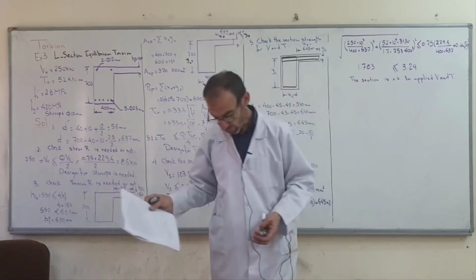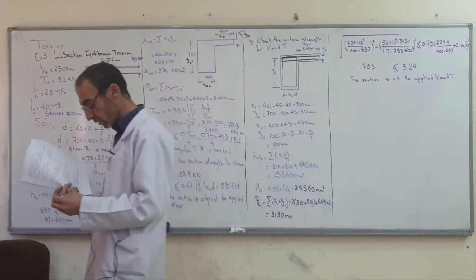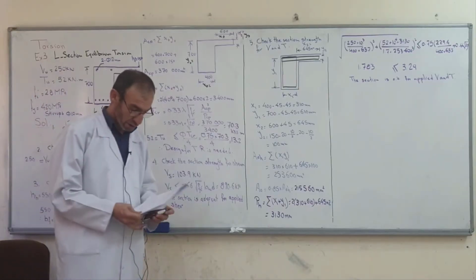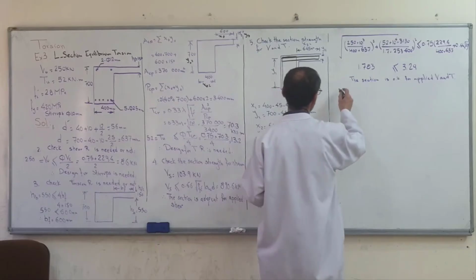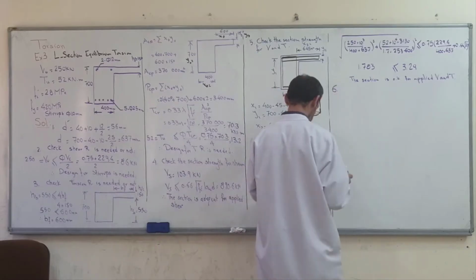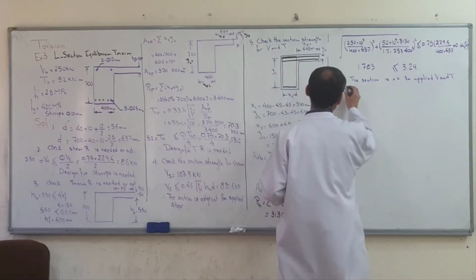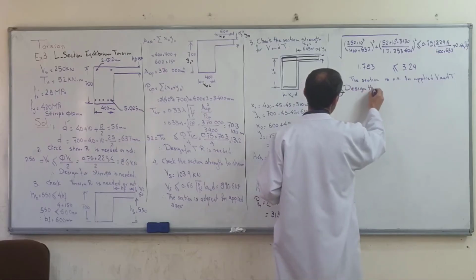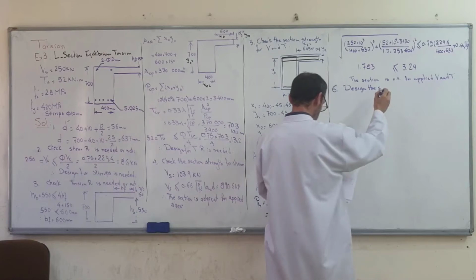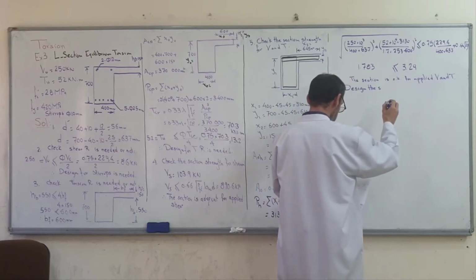Now I go to design stirrups for shear and torsion. Now I go to design the section, step 6. I go to design the section for shear and torsion. Design stirrups.